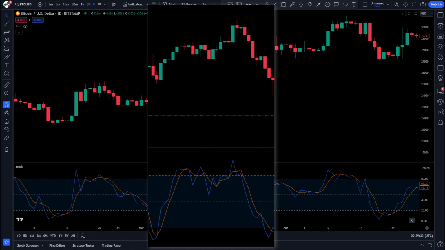The stochastic indicator comprises two curves: the fast-moving average indicated with the blue color here, and the slow-moving average represented by the red line.